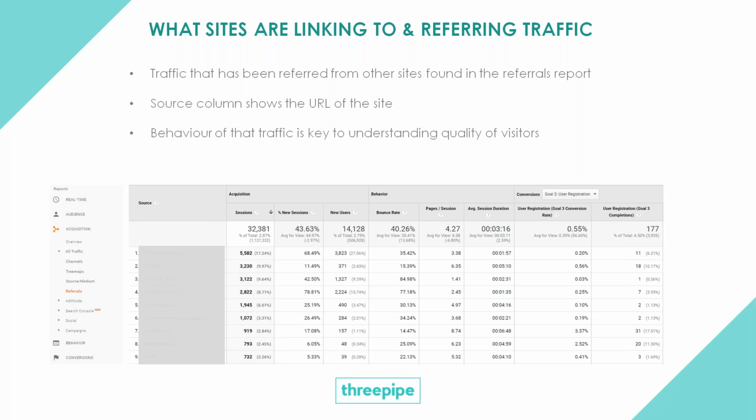You can also see how many pages they're viewing on the site and how long they're spending on the site. In this example, we've put a goal of user registration to see what proportion of that traffic converts into a registration on the website. So the referral view is really great for understanding how qualified the traffic is that we're driving from different referral sources.